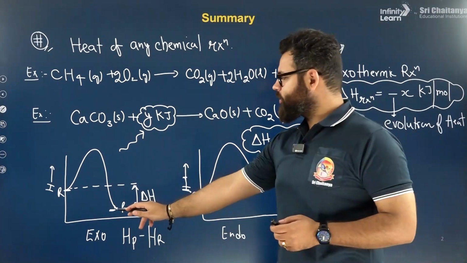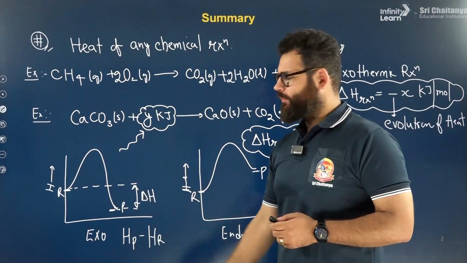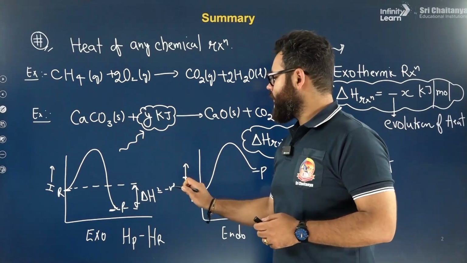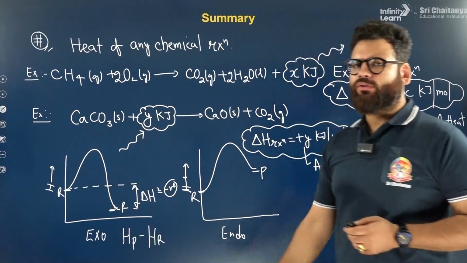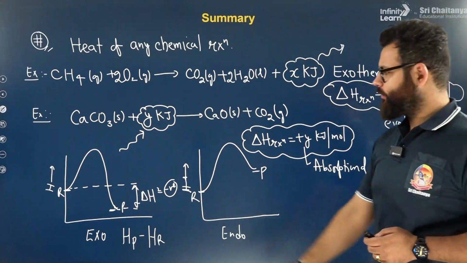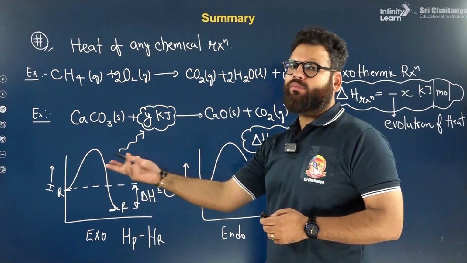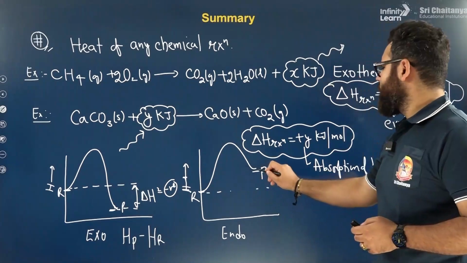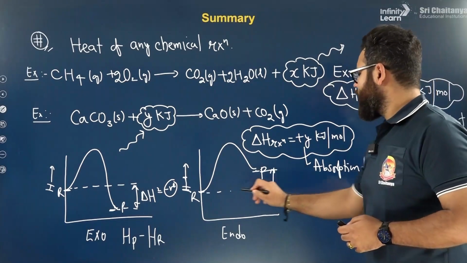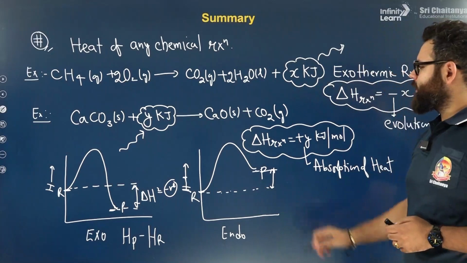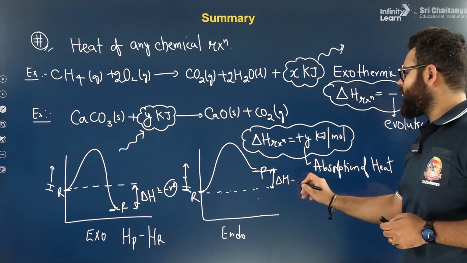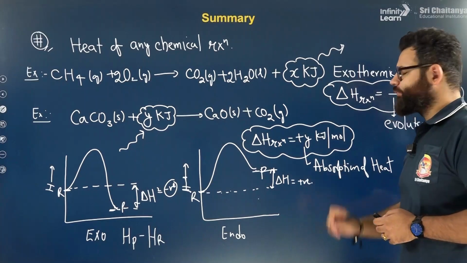Because you can see here H of product is less in number, so I will do less minus more. I will get a negative value here. So it tells us that it is an exothermic reaction. It's like 5 minus 10, so negative 5. And for an endothermic reaction, again I will do enthalpy of product minus reactant. Here we are doing high value minus low value, so delta H will be coming positive.